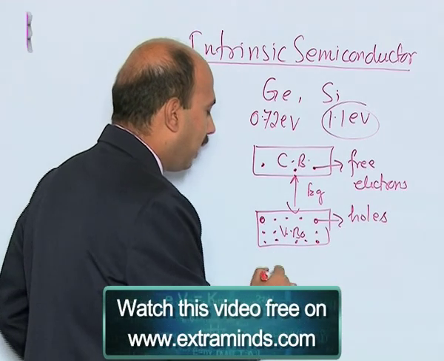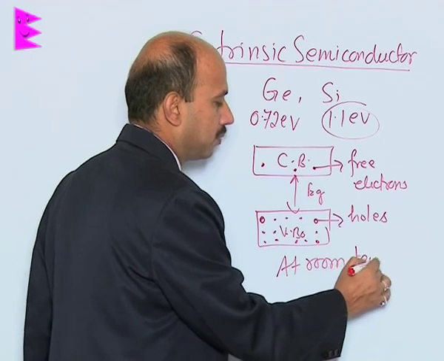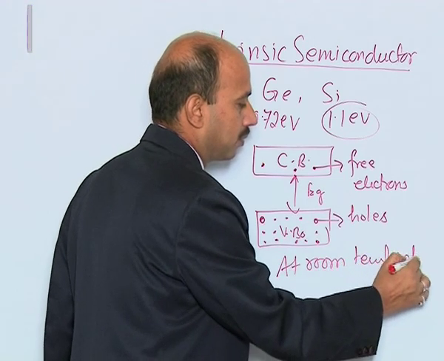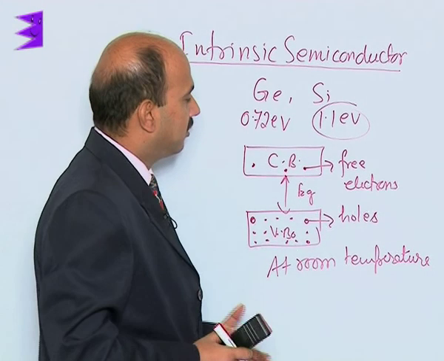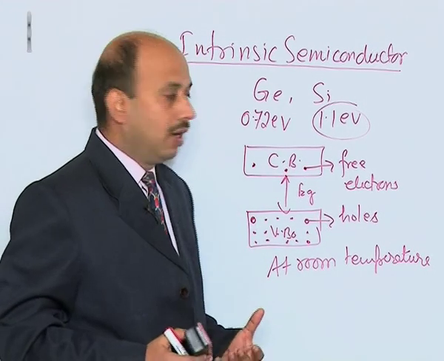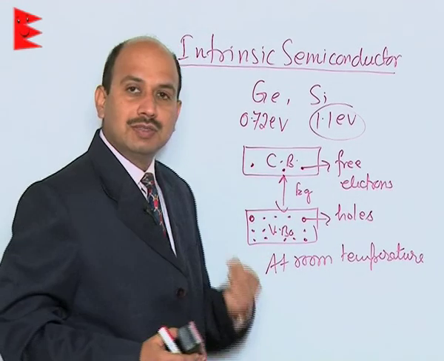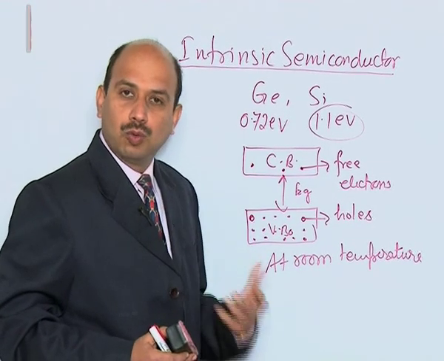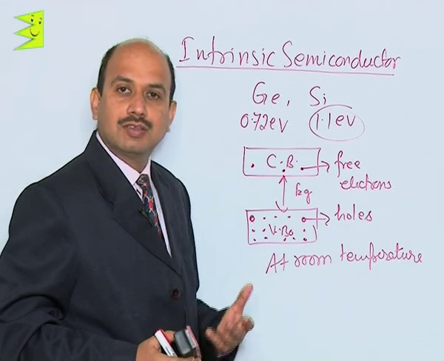So, at room temperature, electrons from the valence band start jumping to the conduction band and become free, and in the valence band empty spaces are created, which are known as holes. So, now in this case the conduction of current starts.